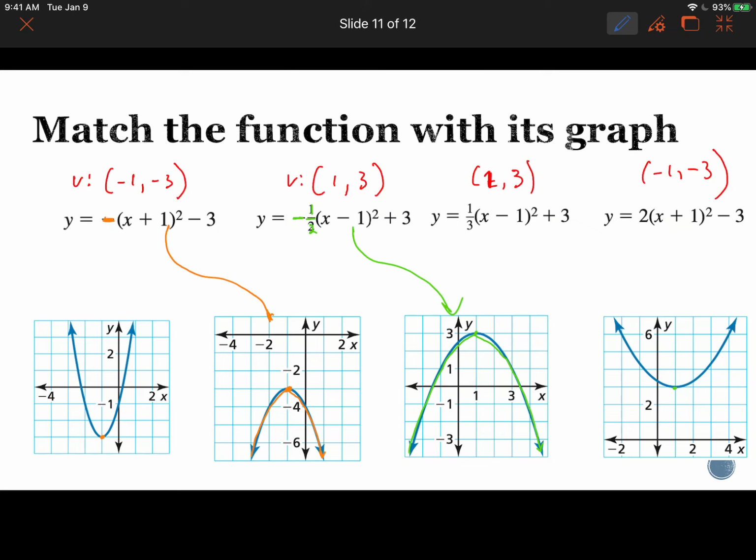Again, let's take a look. We have this 1/3 here. So this will go here. And lastly, this 2 results in a vertical stretch, giving me a much skinnier graph than the rest.